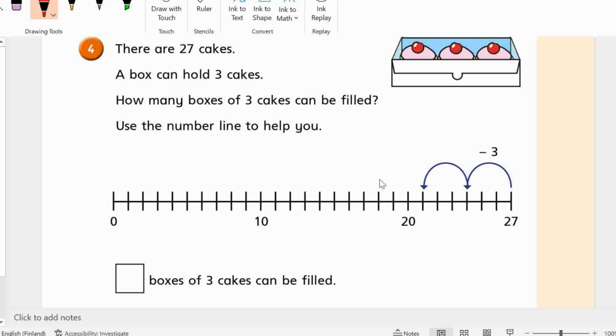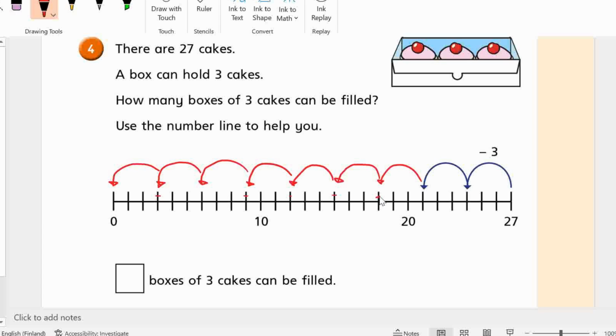So I guess we have to go back 3 each time. So we have to count 1, 2, 3. Okay, helps if I mark it like that. 1, 2, 3. Eventually I'll get there. 1, 2, 3, and again 1, 2, 3.